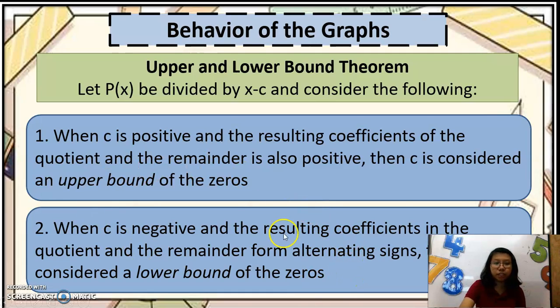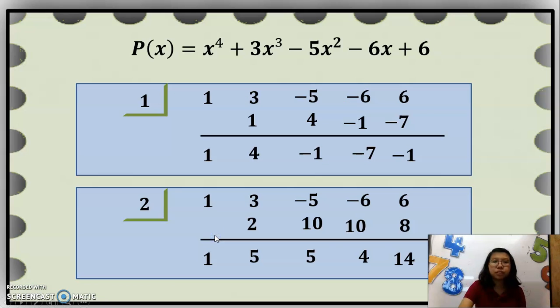Okay, so we have here the upper bound and then the lower bound. When we say upper bound, we need to have positive coefficients for the answers when we divide the polynomial by a given value of c. And then for the lower bound, we need to have alternating signs for the values of the coefficients when we divide it by the value of c. Okay, let's have an example. So let's use synthetic division.